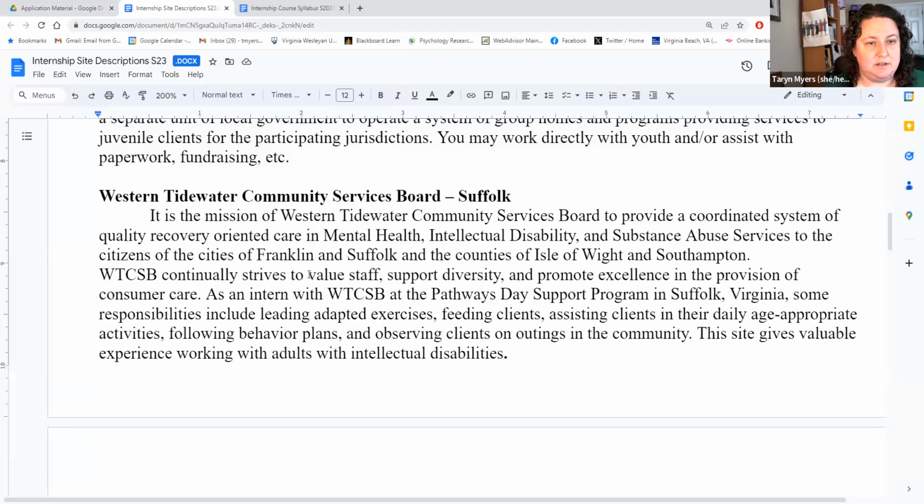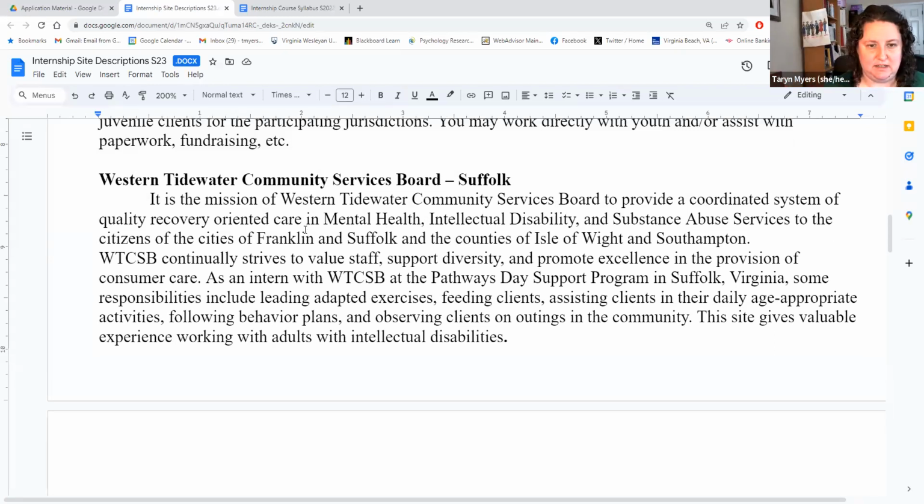Western Tidewater Community Services Board is out in Suffolk, so it is a hike, but the people who have been out here have really enjoyed their experience. You work with the Pathways Day Support Program with clients typically with intellectual disabilities, but sometimes I've also had interns work with clients with severe mental illness like schizophrenia. So you get really varied experiences from this site.